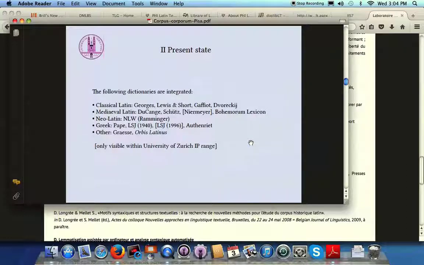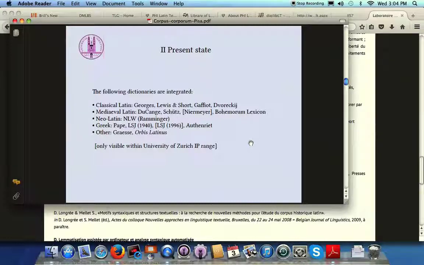Then, as I have told you already, we have Latin dictionaries and some Greek dictionaries as well added, which can be accessed by clicking the words one doesn't understand. Here is a list of the dictionaries we have. For classical Latin, we have the most important dictionary, Latin-German, which is the Georges. One of the most important ones for Latin-English, which is the Lewis and Short. The most important one for Latin-French is the Gaffiot. And the most important one for Latin-Russian is the Dvoretsky.